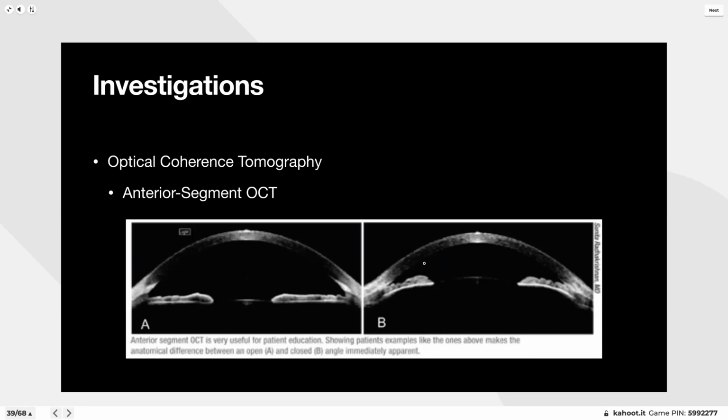However, looking at this left side, sorry, on the right side here, this angle is much narrower, and this elevated bright part is actually the trabecular meshwork, and it's closed off. So this helps us definitively deduce what would be considered open angle versus closed angle. For that, the anterior segment OCT is fantastic. It's only been on the market for the last 10 years, but it is a huge part of my practice.